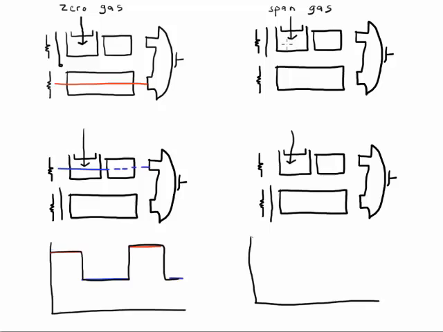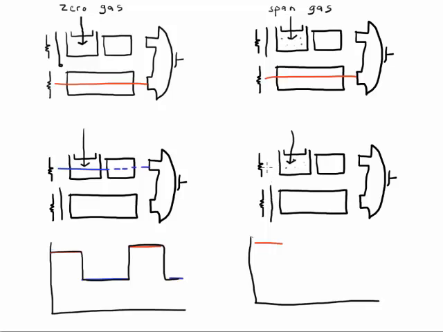Next we're going to move over to the span gas. The span gas is going to have a high concentration of the gas we want to measure in both cases. So first we'll look at the reference beam. The reference beam is going to look just like the zero gas because it's not touching that sample cell. And then we're going to look over at the actual sample beam going through the span gas.